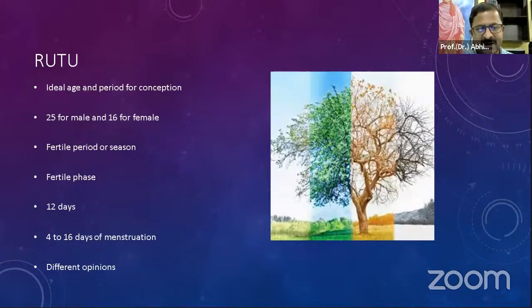In the same manner, in our human body also, Rutu, which is related to the female body, is very important for embryogenesis and fertilization. So in short, what is Rutu? It is the ideal age and period of conception. Actually, Rutu is the ideal age, very broadly considered. If we are considering broadly, then the ideal age and period is the Rutu.